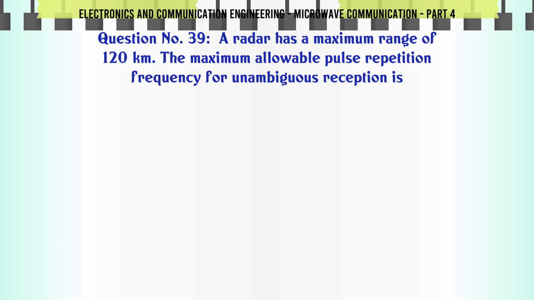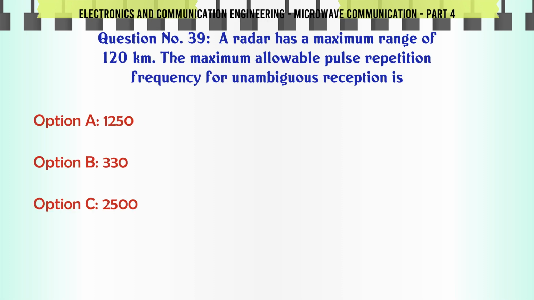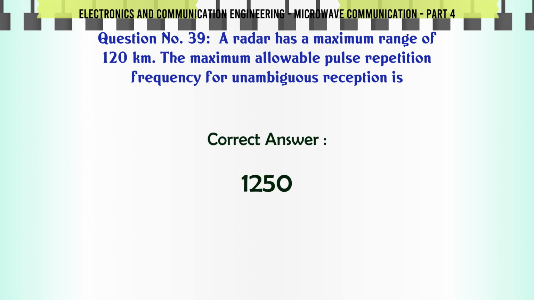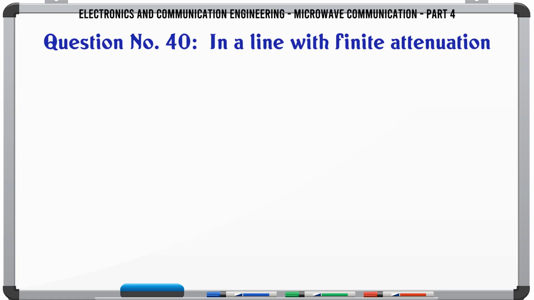A radar has a maximum range of 120 km. The maximum allowable pulse repetition frequency for unambiguous reception is A. 1250, B. 330, C. 2500, D. 8330. The correct answer is 1250.